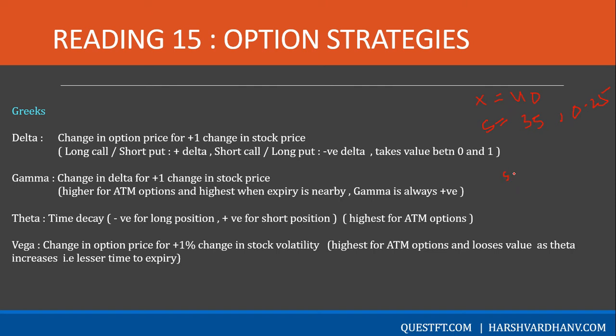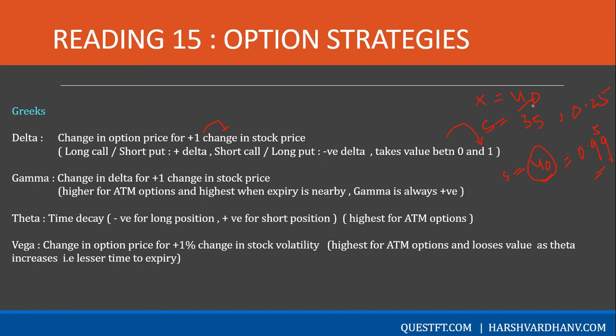Now the stock price has reached 40. Delta will be close to 1. Why will delta be close to 1? Because it is between 0 and 1, and it is the change in option price for one point change in stock price. It will not be exactly 0.99, maybe 0.95 or 0.94. That doesn't matter. The concept is basically if the stock price goes at the money.